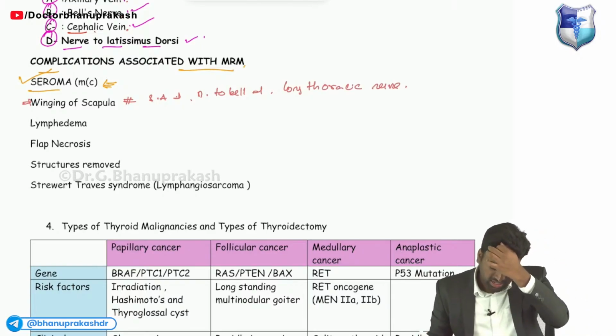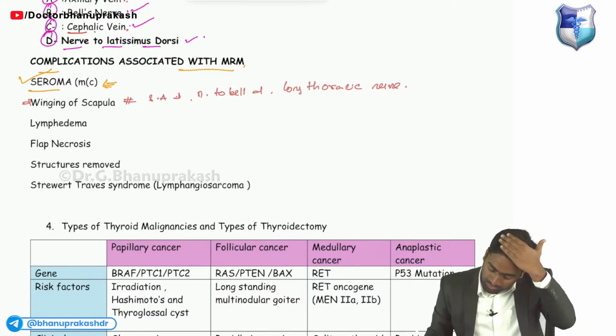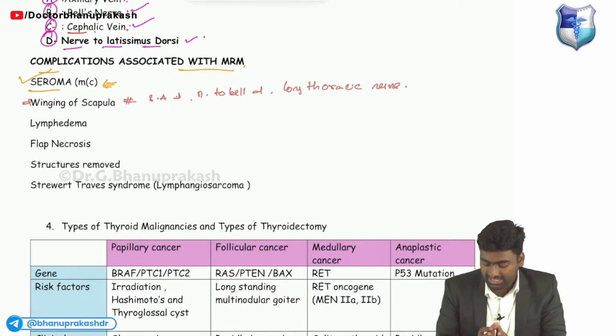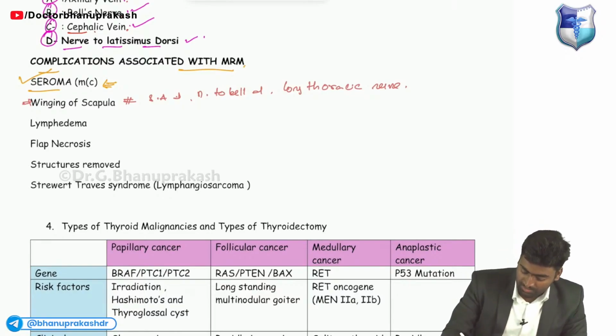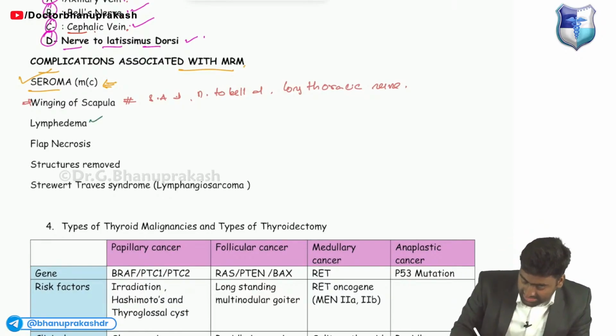No, it is not the nerve to latissimus dorsi. It is the nerve to serratus anterior, which is known as the long thoracic nerve, also known as the nerve of Bell. Good. Fine. Next, it can result in this.